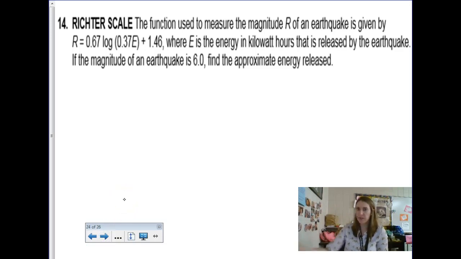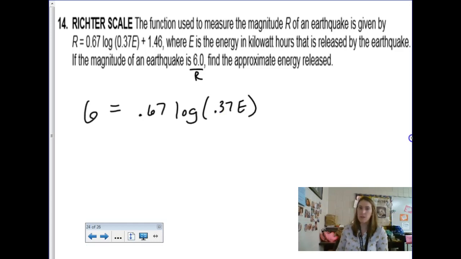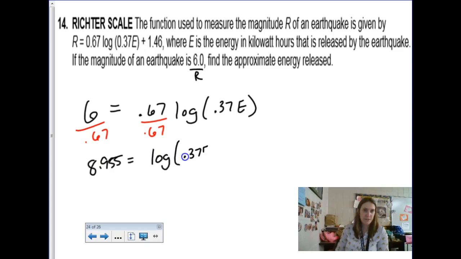Alright, Richter scale. So those earthquake problems again. If the magnitude of an earthquake is 6.0, find the energy released. So this is the R. If I place that into the formula, 6.0 is 0.67 times the common log of 0.37 times the energy. So solving this logarithmic equation, I'm first going to isolate the logarithm. Let's see if I wrote something down. I did finally. Alright, so 8.955 equals the common log of 0.37 times E.